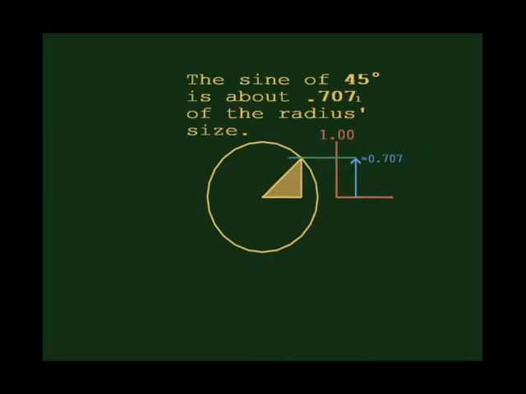The sine of 45 degrees is about 0.7071 of the radius's size. So even if the radius is greater than 1, it's still about 70.71% of the radius's length.